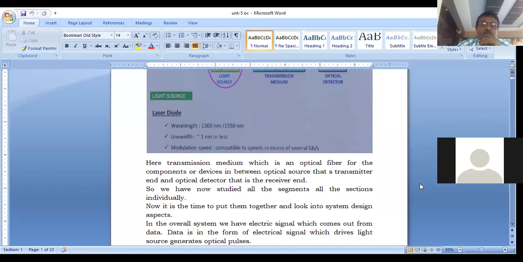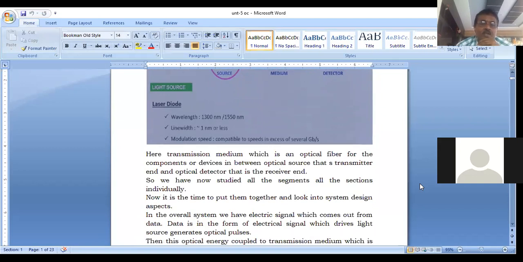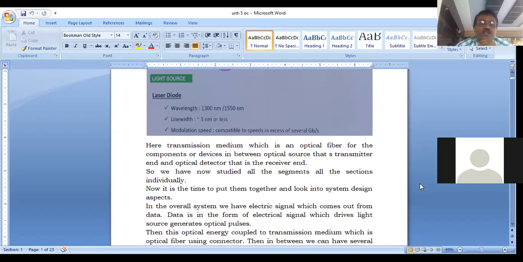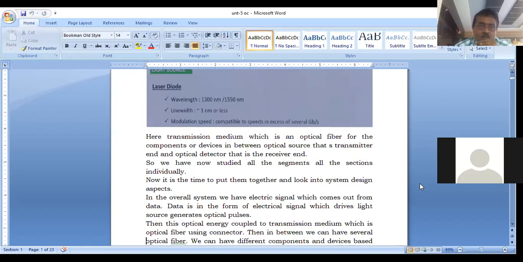Here the data is in the form of light, generating optical pulses. The electrical signal drives the light source to generate optical pulses. These optical pulses, the optical energy, are coupled to the transmission medium, which requires a connector. Whatever optical energy is available at the output of the transmitter is given to the transmission medium by using a connector.